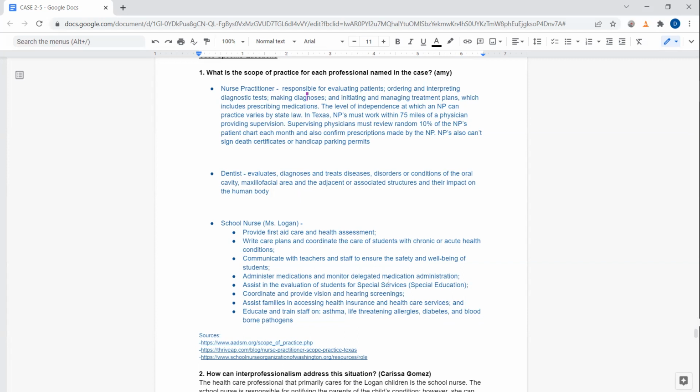For dentists, they evaluate, diagnose, and treat diseases and disorders of the oral cavity, maxillofacial area, and the adjacent or associated structures and their impact on the human body.